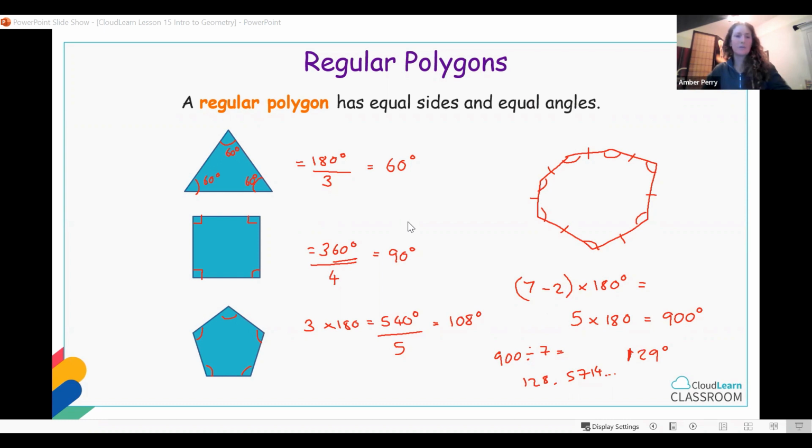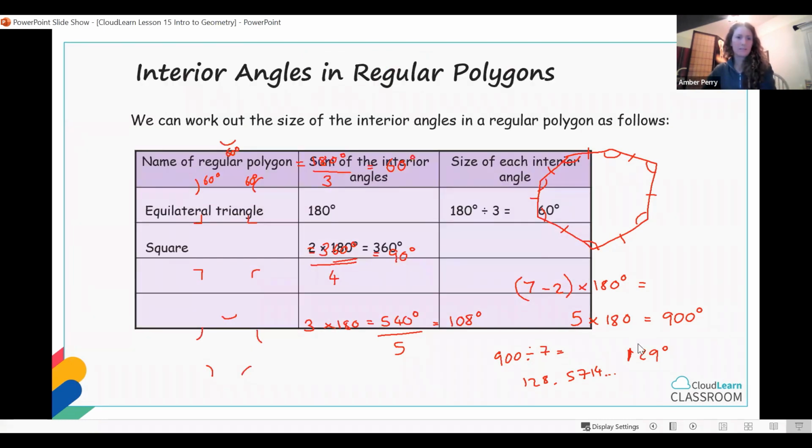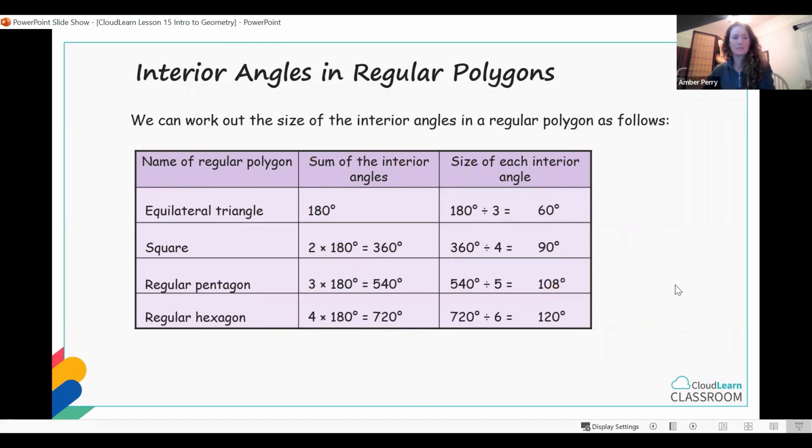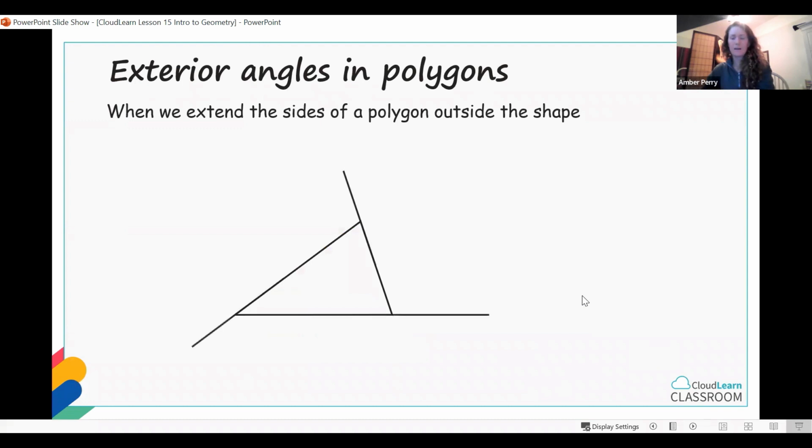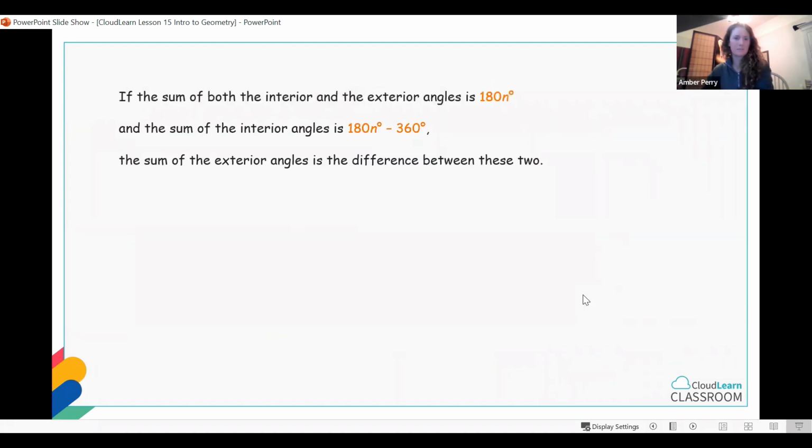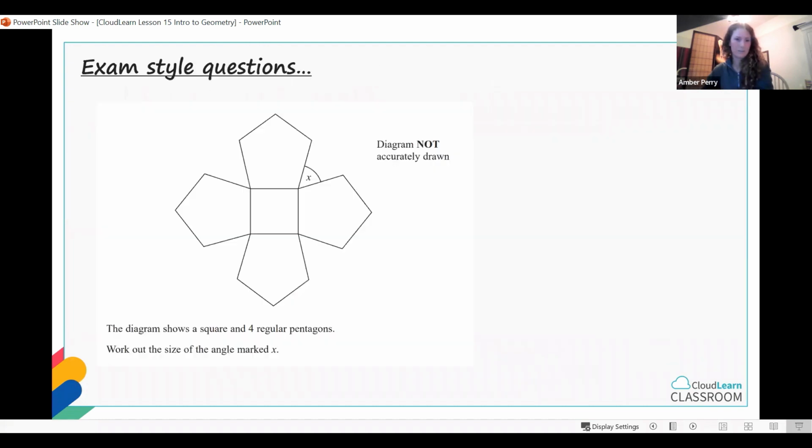I wanted to just move on and do one. I'm going to do exterior angles next week or next time because I think we've just run out of time. But to find one exam question. Here's a good exam question. So we've got a couple of minutes left. Does anyone have any questions, or do you want to just do this quick?